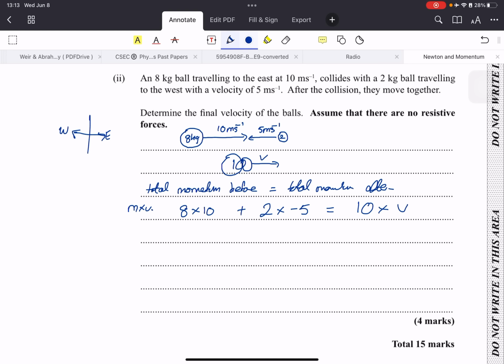Okay, so let's work it out. 8 by 10 is 80. And then 2 by minus 5 is minus 10. And that's going to be 10v on that side, right? So 80 minus 10 is obviously 70, which is equal to 10v. And to find v, we just need to divide by 10, right? So v is 70 divided by 10, which is 7 meters per second. And that is your final answer.